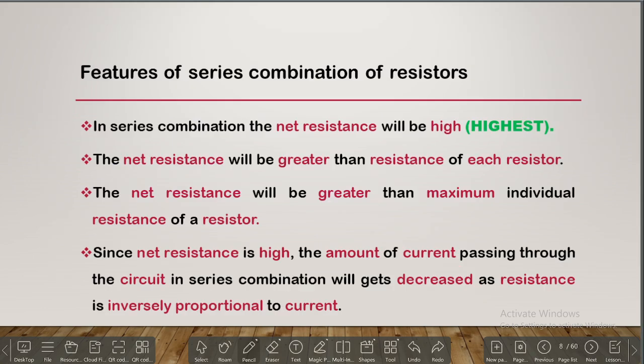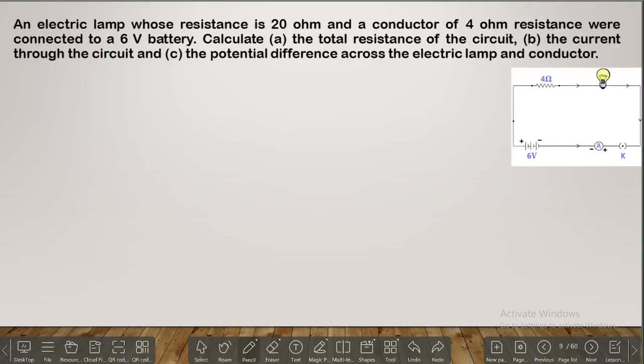Next, what are the important features? This is what I said. So in series combination, the net resistance will be high or highest. The net resistance will be greater than the resistance of each resistor. That too, the net resistance will be greater than the maximum individual resistance of resistor. Since the net resistance is high, the amount of current which is passing through the circuit will get decreased, as resistance is inversely proportional to the current, from the Ohm's law relation, resistance is inversely proportional to I.